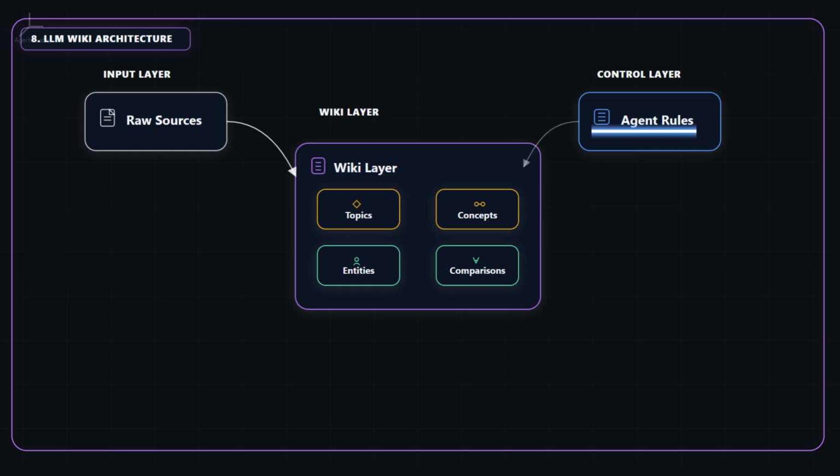This is usually a markdown file like cloud.md or agents.md, and it defines page structure, naming conventions, ingestion behavior, query behavior, maintenance rules, index and log conventions. This is what keeps the wiki consistent over time.